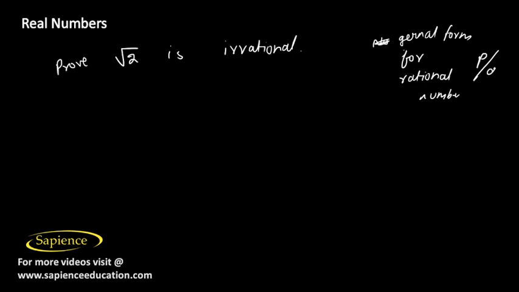And the general form of rational numbers is p divided by q. If we prove that root 2 cannot be expressed as p by q, then we will effectively prove that this is irrational. So this is how we will prove root 2 is irrational. First step, we will assume root 2 is rational.